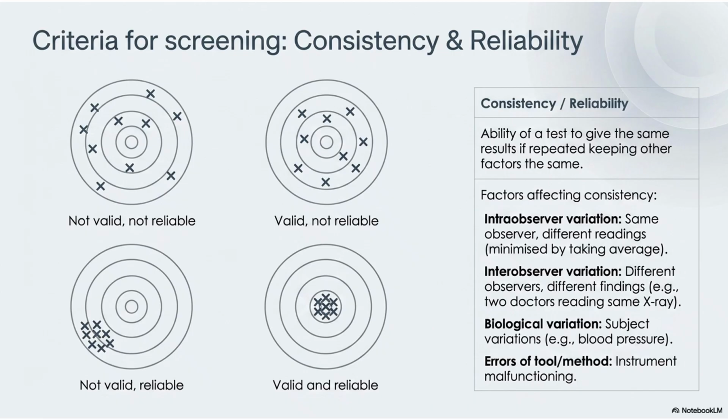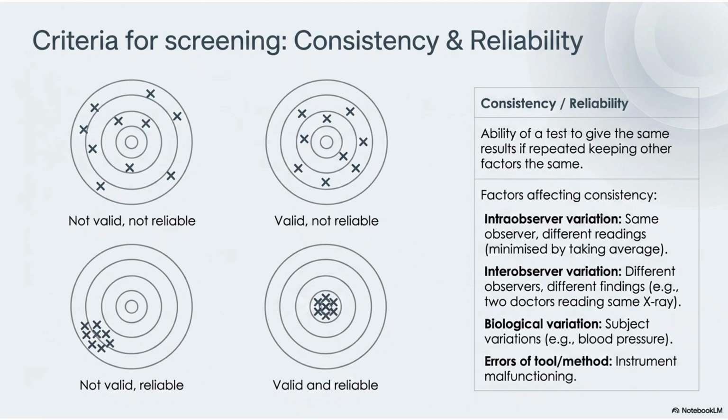The second one is inter-observer variation. Inter-observer variation means there is variation between different observers, observer A and observer B. If we give the same X-ray to observers A and B, and they give different results, for example observer A says this X-ray is positive for TB and observer B says it is negative for TB, that is inter-observer variation.